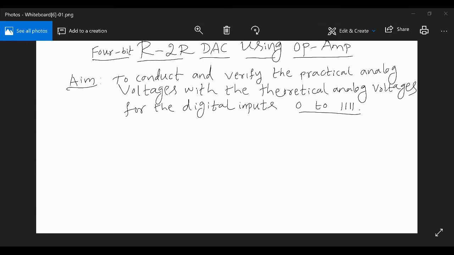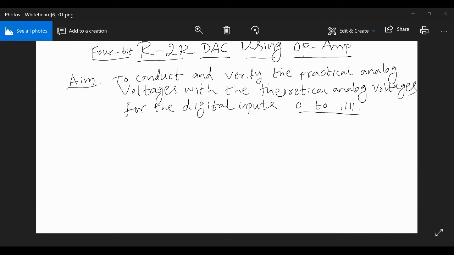Hence, this R2R DAC is used in most of the applications where we need to convert the digital signal into its equivalent analog output. Now, let us see the aim of the experiment. It is to conduct the experiment and verify the practical analog voltages with the theoretical analog voltages for the digital inputs 0 to 15. So it is a 4-bit R2R DAC. Therefore, the possible input combinations will be 16, from 0 to 15, and we get the different analog voltages.